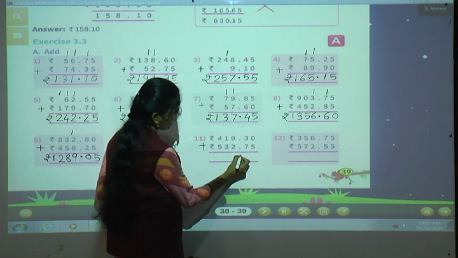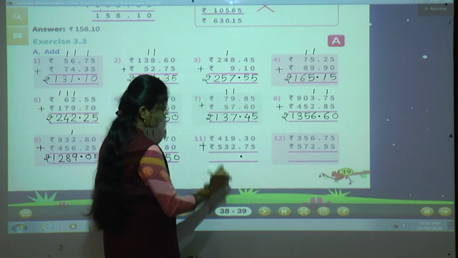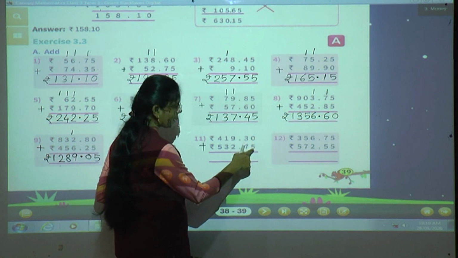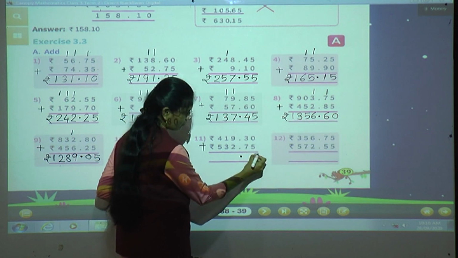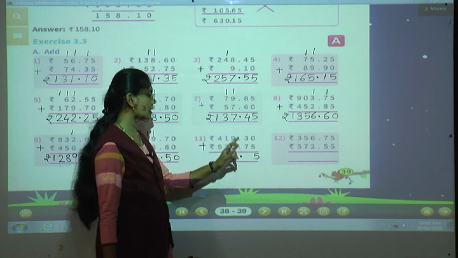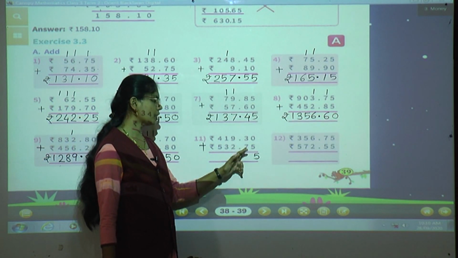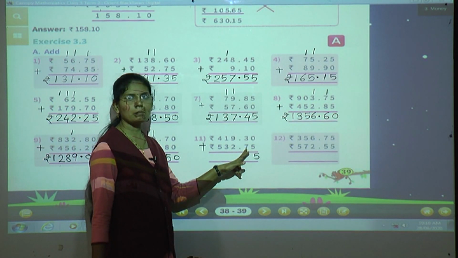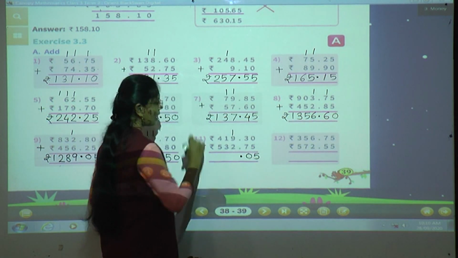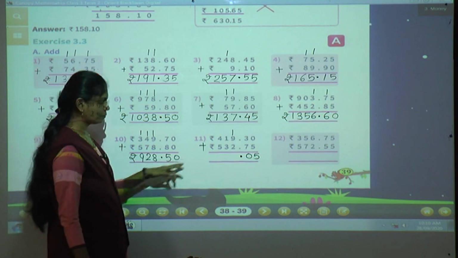Now one below the other. First we will give a dot, then start from the paise. Here 0 is there and here 5 is there. So 0 plus 5, 5. Okay, now we'll move to the next place. Here 3 is there, here 7 is there. So after 3, count your 7 fingers. 3 plus 7, 10. So write here 0 and 1 as a carry to the next place.